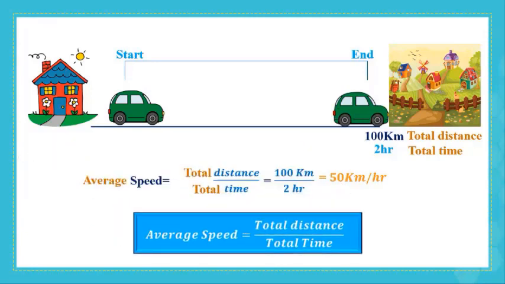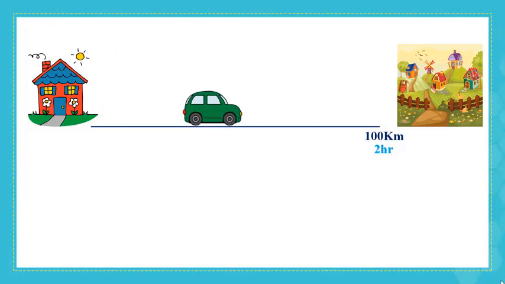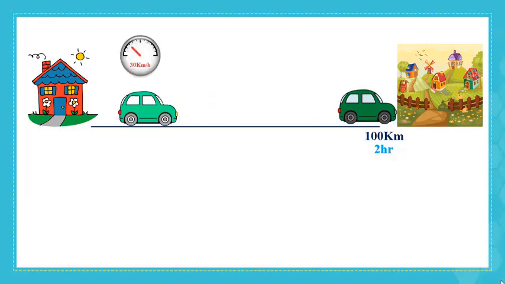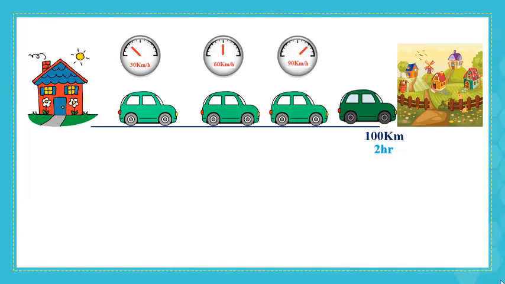Average speed is the total distance covered divided by the total time needed to cover this distance. The speed of the car is not kept constant all the way from home to village. Instead, it changes many times during the journey. It might move slower during a period of time. It might stop to fix a tire or because of a traffic jam. It might move faster during other periods of time. If you look at the speedometer, you will read different values of speed while the car is moving.